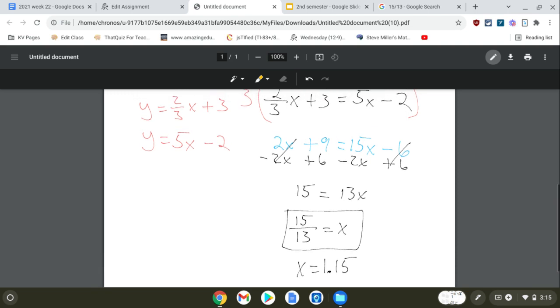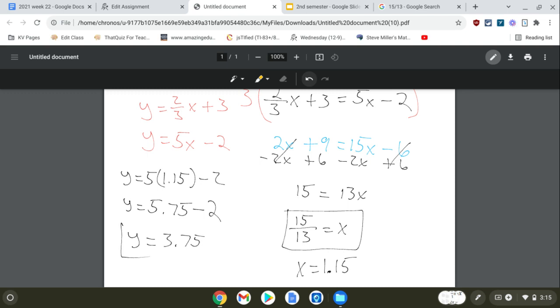Then I'm going to take that answer and plug it back into one of the other two equations. I'll use that bottom equation again. So y equals 5 times 1.15 minus 2. What is 5 times 1.15? That's going to be 5.65 or 5.75. Yeah, I think it's 5.75. And then minus 2. So that's going to give me y is equal to 3.75.